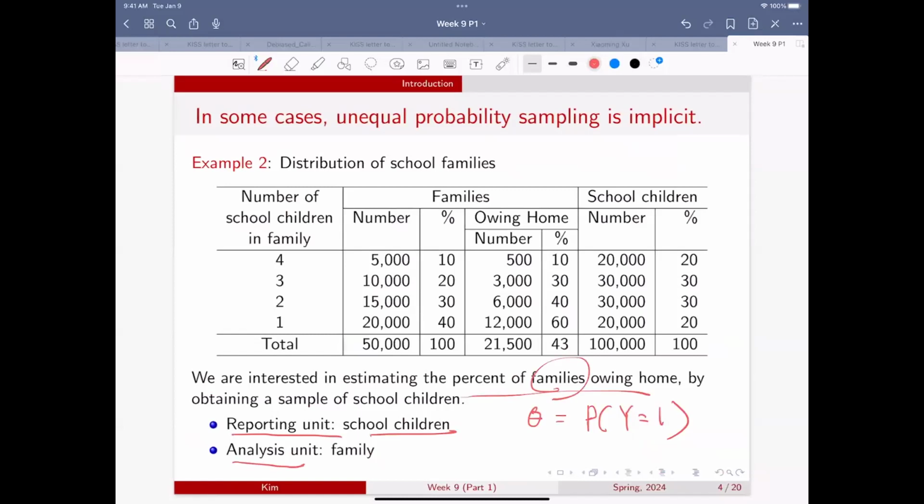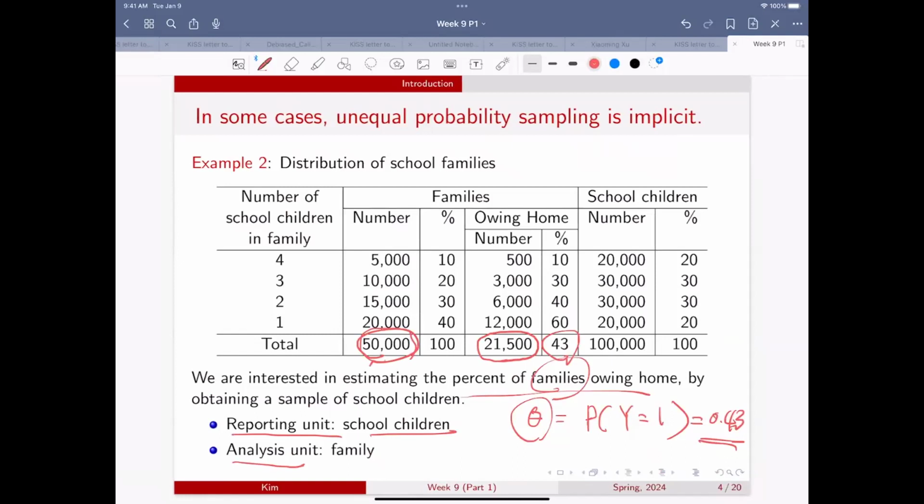But they have a different implication. Why? Okay, so what is the theta in this population? Among the families, the total number of families is 50,000, right? And among the 50,000, we got 21,500 families owning a home. So the parameter is this one. This is the true value.